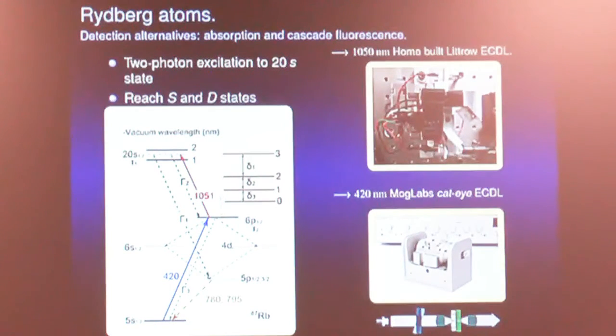420 nanometers external cavity diode laser. This is a commercial laser, and then we built our own 1050 nanometers laser to excite. It's not an extremely highly excited state, but this is our first system in which we demonstrate a strongly excited Rydberg atom, and we want to use this system to begin our investigation of these highly excited states.